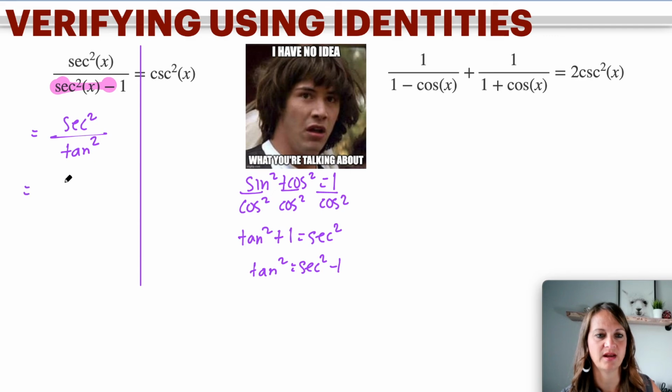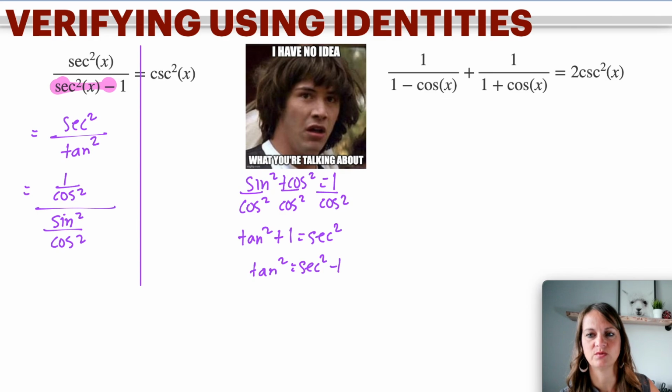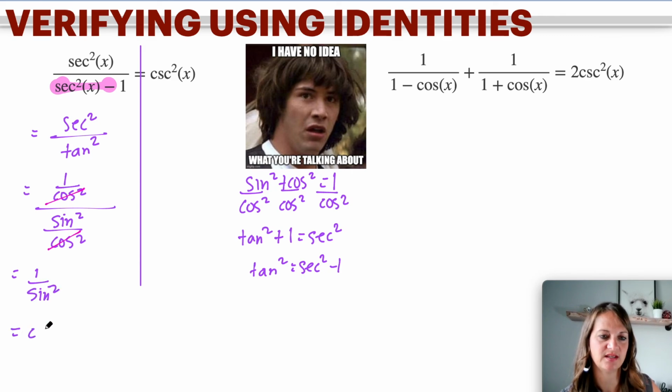Now I'm going to rewrite these in sines and cosines. And the cosines will cancel, leaving me 1 over sine squared, which is cosecant squared.